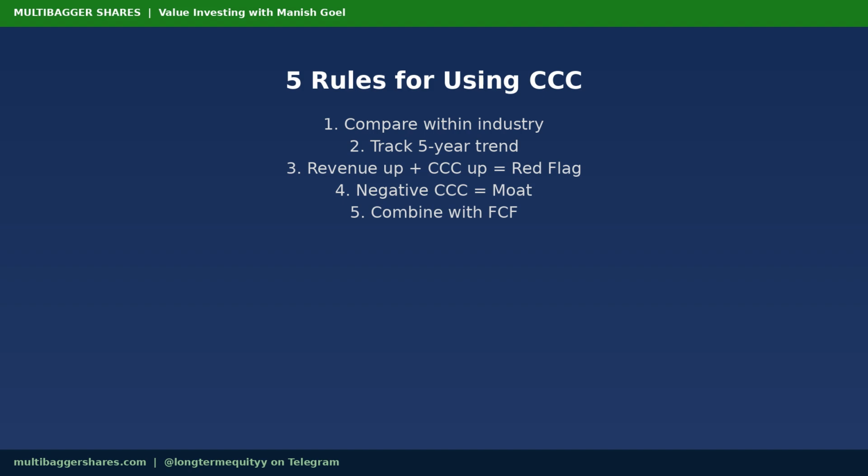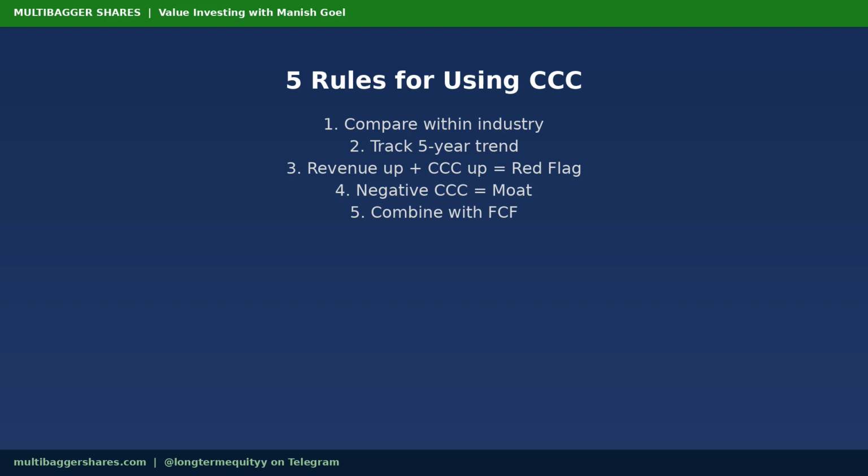Rule number 4. A negative CCC is a competitive moat. When a company consistently operates with a negative cash conversion cycle, it has a structural advantage. It's essentially using other people's money to grow. This advantage compounds over decades.